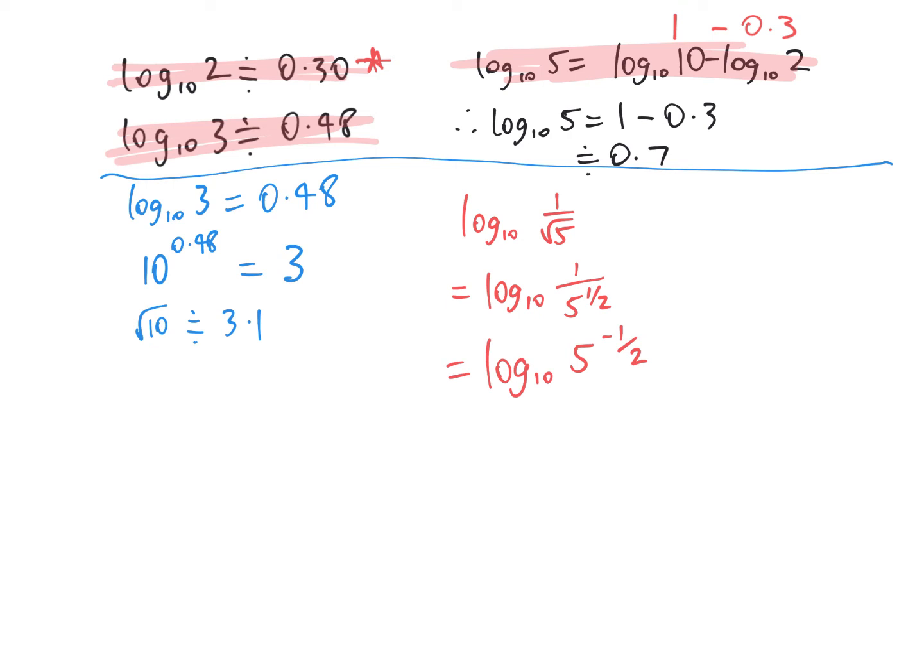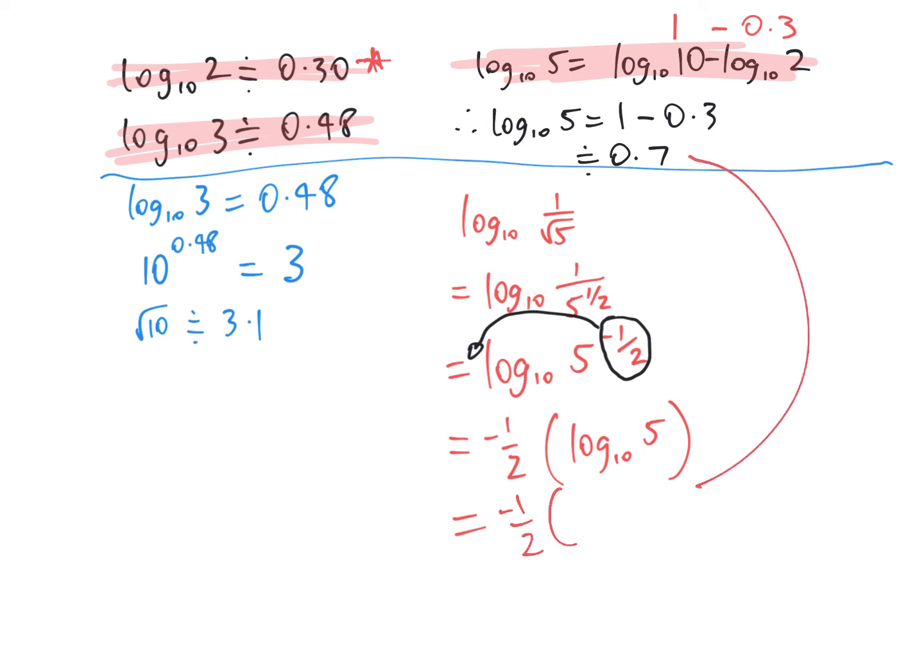And now what I can do is say, well, I've got a power being raised to that whole expression, so that negative a half can come out the front, which is negative a half of log 10 of 5. And I can replace that log 10 of 5 with my 0.7 that I found. So what I've got here is negative a half outside of this 0.7, which is negative 0.35. Or you could write it as negative 7 over 20 if you'd like. Either way is fine. 0.35 is exact, so decimal or fraction is fine.